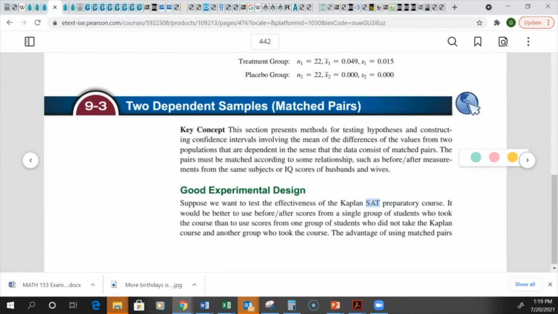Anyway, the SAT course. What we want to know is, wouldn't it be nice if you could take a preparatory course for the SAT and get a better score, because then you could go to Harvard instead of going to Chico State. No, there's nothing wrong with Chico State. Actually, it's a really good school. But it doesn't have the reputation that Harvard does.